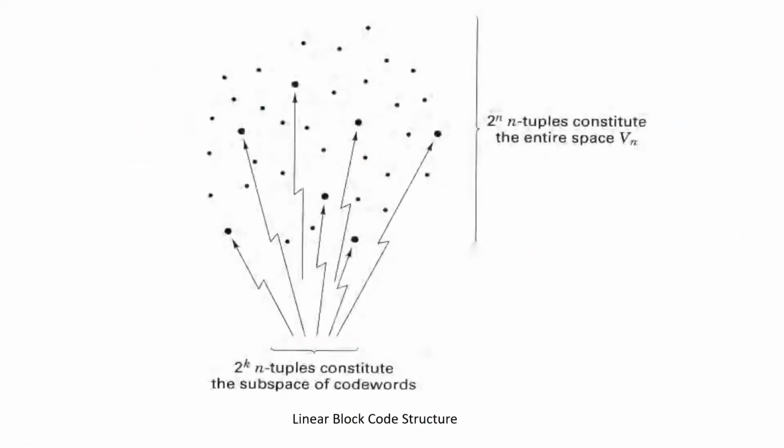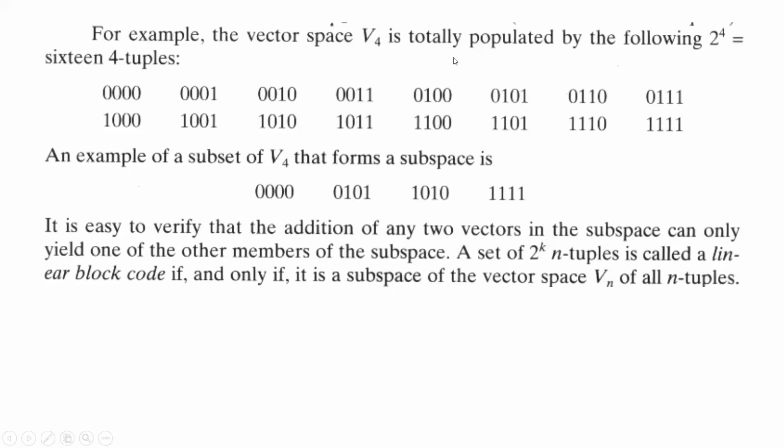If I take k equal to 2, that means this subspace will consist of 4 code words, in the sense that I will select 4 combinations out of these 16 combinations so that I can map the 2 bits at the input to the code words. Because 4 possible combinations are there at the input, 16 possible combinations are there at the output, but I select 4 out of the possible code word combinations. Now, what 4 code words should I select? That will be called a subspace.